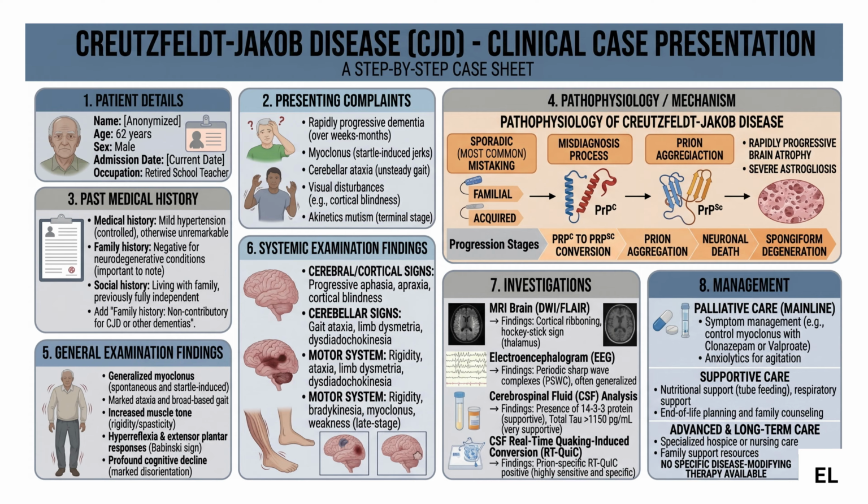Today, we will walk through a clinical case presentation of Creutzfeldt-Jakob disease, commonly abbreviated as CJD, using this structured step-by-step case sheet. Creutzfeldt-Jakob disease is a rare but fatal neurodegenerative disorder caused by abnormal prion proteins that lead to rapid destruction of brain tissue. Unlike many other neurological diseases, CJD progresses extremely quickly, often leading to severe neurological impairment and death within months to a few years.